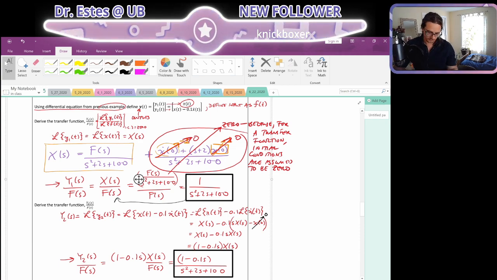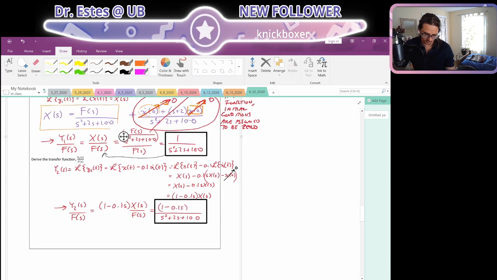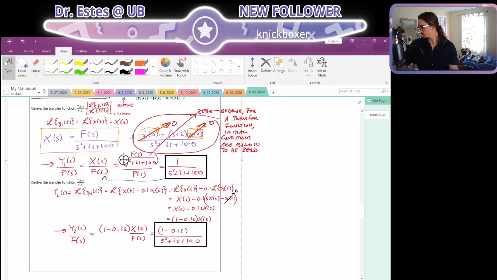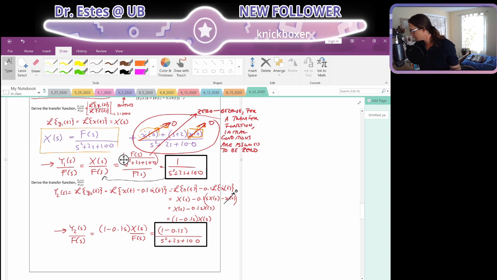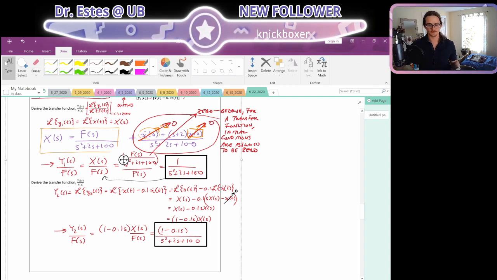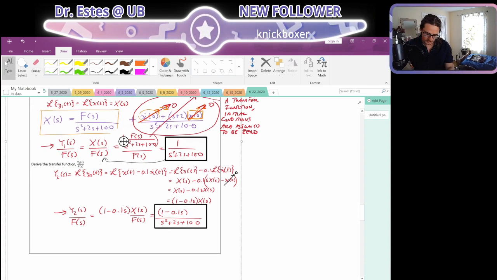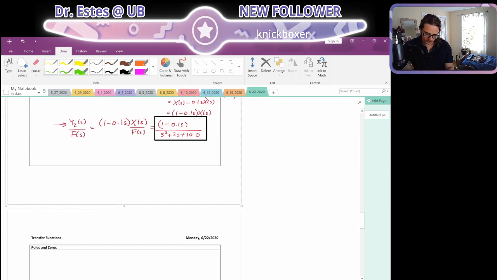And just like that, we have derived our first two transfer functions. Glory. Let's see what we have next.